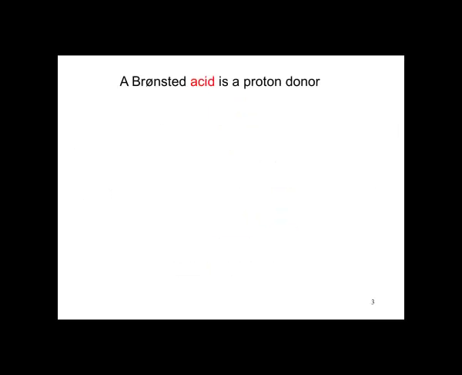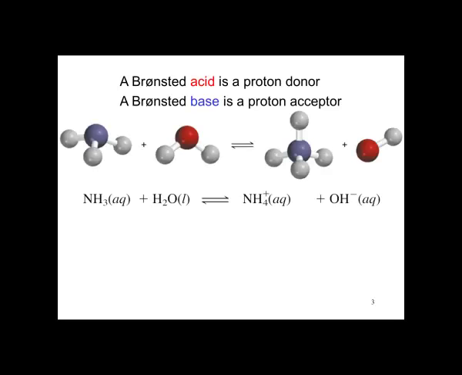A Bronsted acid is a proton donor, and a Bronsted base is a proton acceptor. Here we have ammonia reacting with water to form ammonium ion and hydroxide ion. If we look at the forward reaction, we see that the water donates a proton to the ammonia, making it an acid and the ammonia a base. If we look at the reverse reaction, we see that the ammonium ion NH4+ donates a proton to the hydroxide, making the ammonium ion an acid and the hydroxide ion the base. This is referred to as a conjugate acid and a conjugate base.